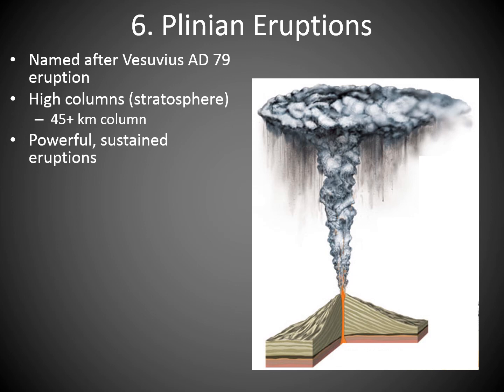So columns that are 20 to 40 miles tall. It'll eject ash up into the upper parts of the atmosphere, and then it gets carried on the jet stream, typically around the world. These are global events. And they don't happen often. Every few years to a decade.